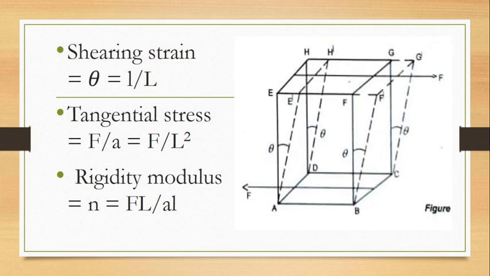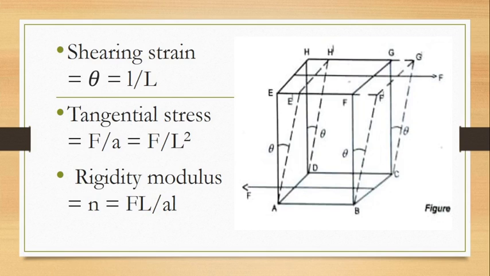Now what is tangential stress? Shearing stress, again force by area, that is force by, it's a cube of side L, so the area is L square, F by L square. So what will be rigidity modulus? Stress by strain. So F into capital L divided by small a into small l. So that is expression for rigidity modulus.